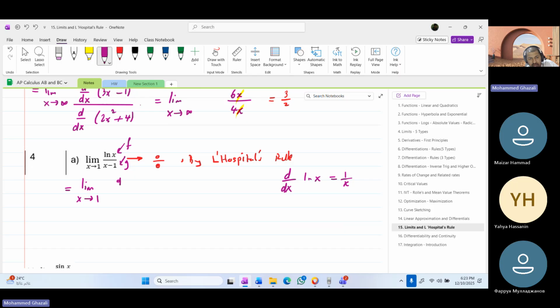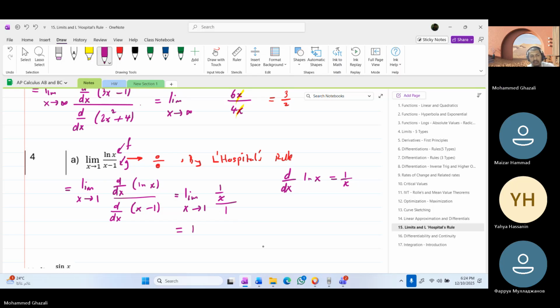Okay, let's just write it out. d/dx of ln x over d/dx of x minus 1. Right, so derivative, still have to keep the limit. That's a nice thing. The limit doesn't ever change. So limit as x approaches 1 of 1 over x divided by 1. I can directly substitute and I can get an answer. 1 over 1, the answer is just 1.